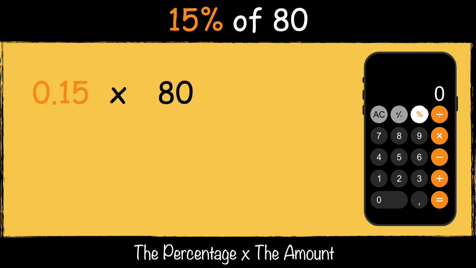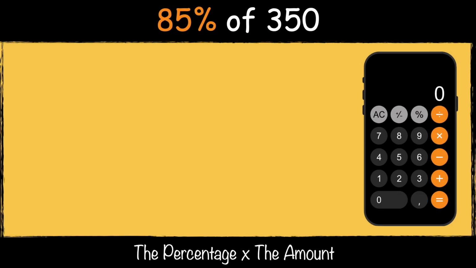Some calculators have a percentage button. In this case, you don't need to convert it to a decimal first. Just tap 15 and the percentage button, multiplied by 80, and that will also give you 12.